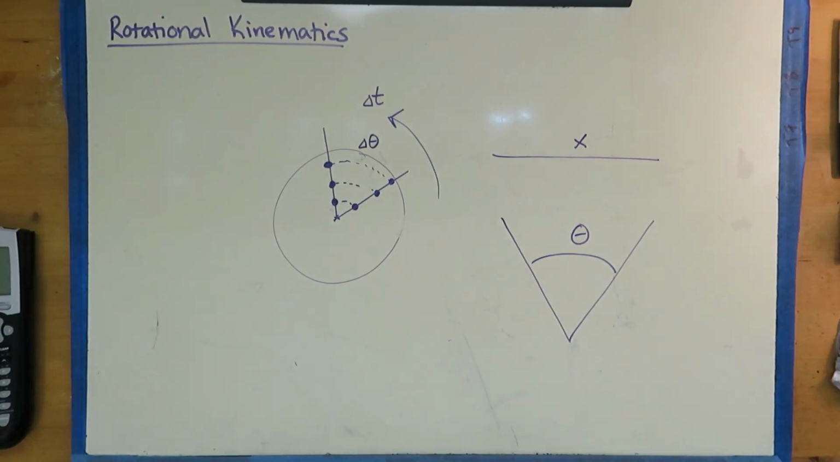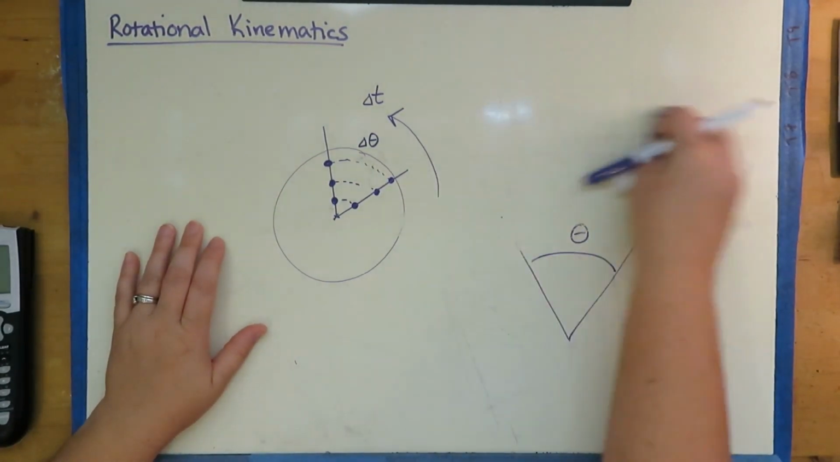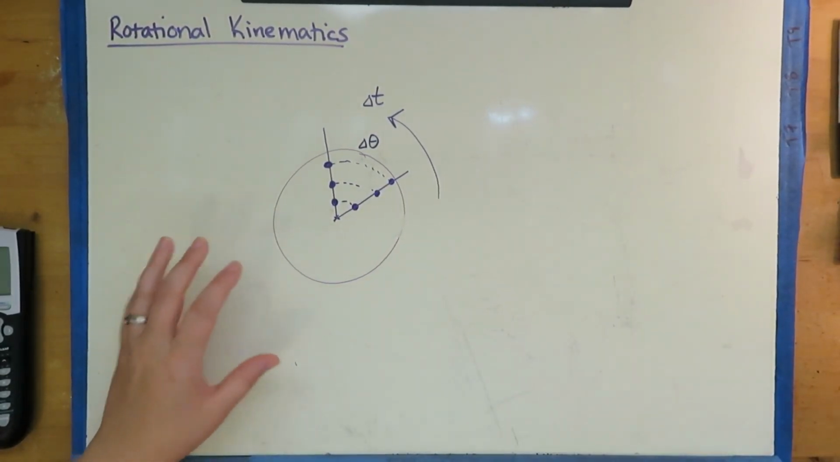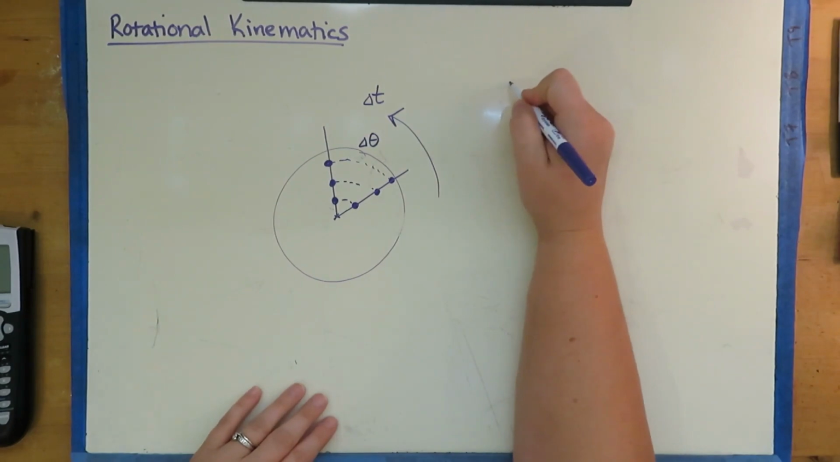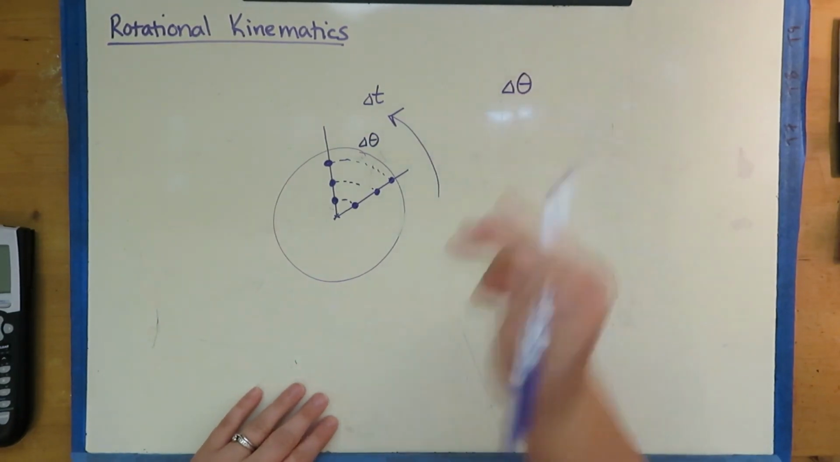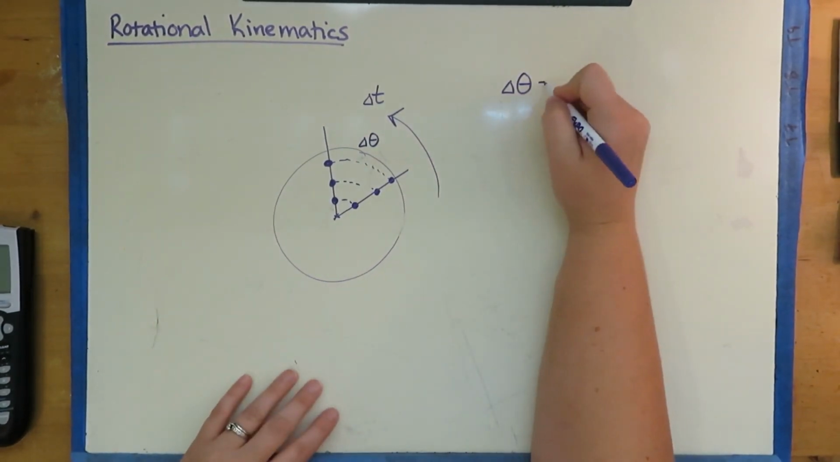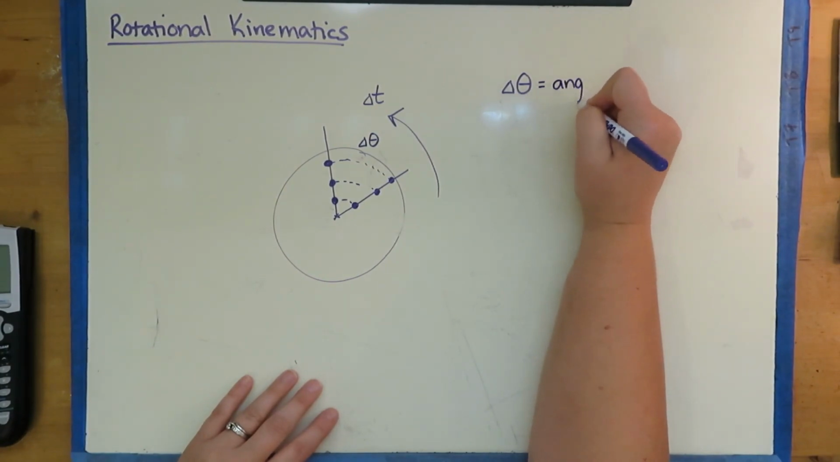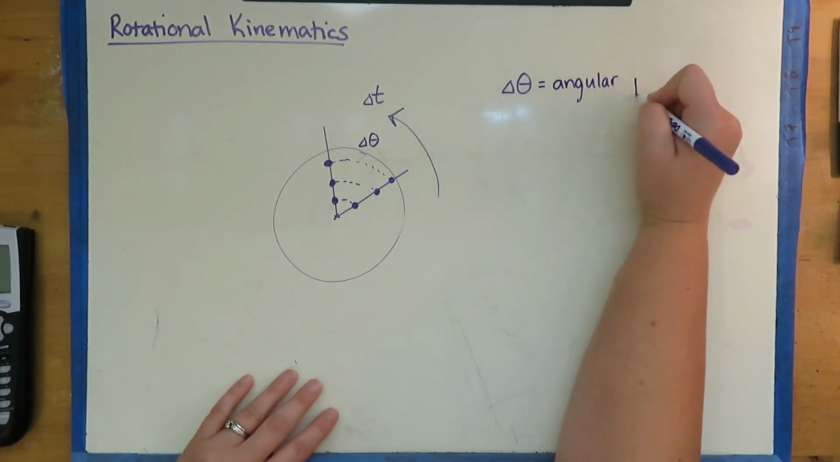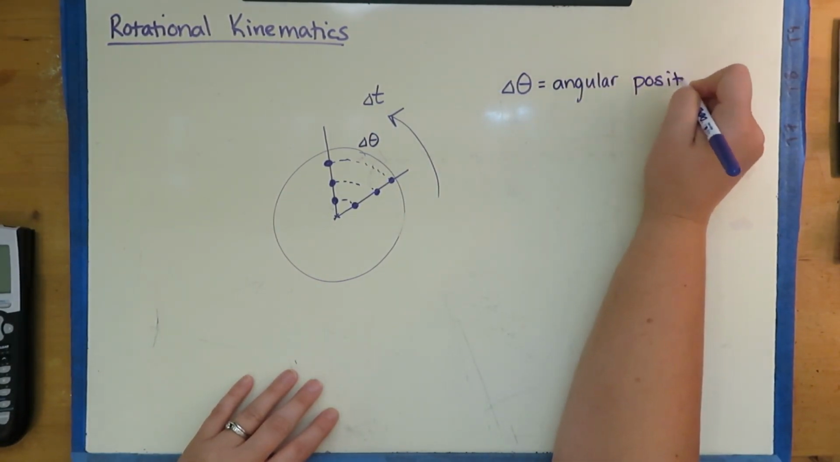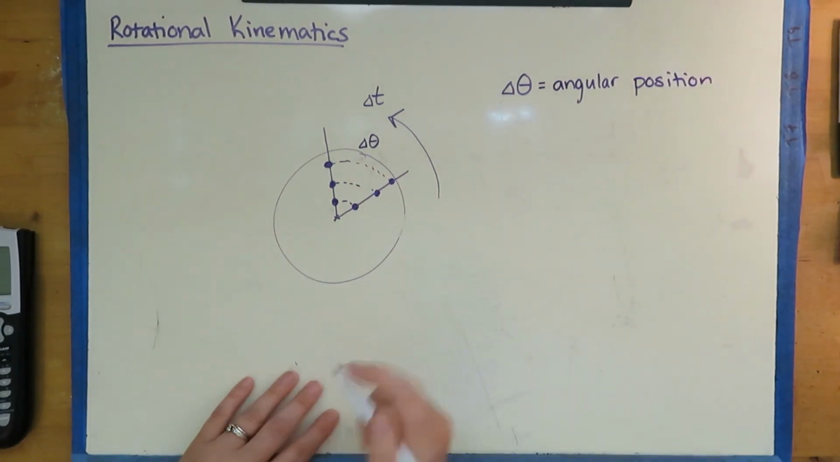So I'm going to redefine my variables in terms of theta. So I have basically delta theta as my new fundamental kinematic variable. This is going to be our angular position. We're looking at a delta theta because it is a change in the angle.